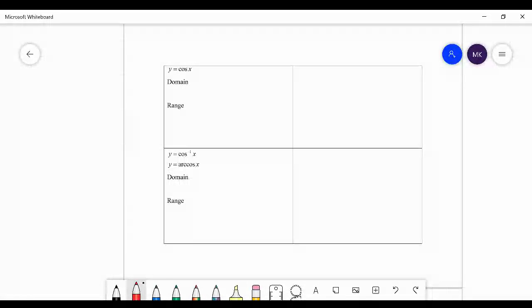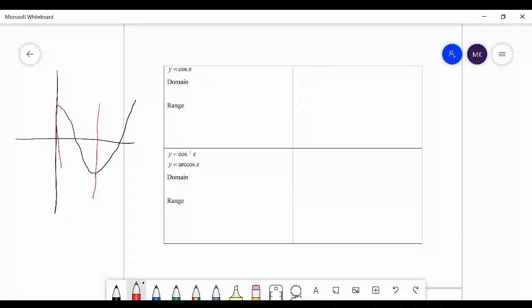Now, if we think about cosine, the graph of cosine starts up at 1, goes down and back up. And we can see that if we start here at 0 and go out to pi, we get a complete run from the highest point to the lowest point, and it is 1 to 1. And so to make cosine a 1 to 1 function, we restrict its domain to 0 to pi. And again, its range is just negative 1 to 1.